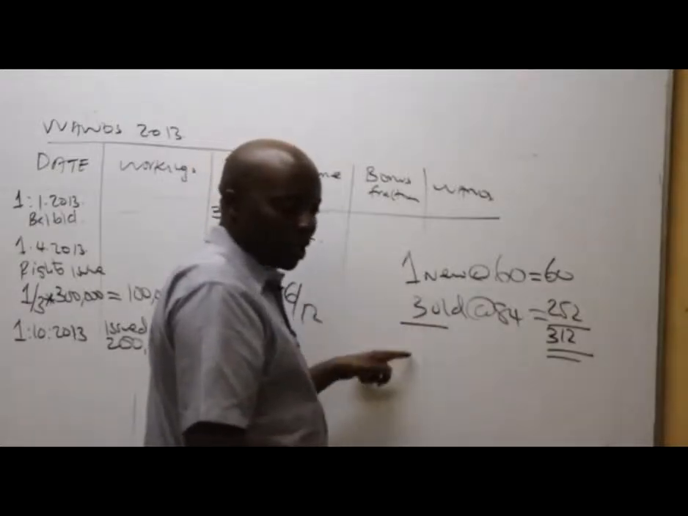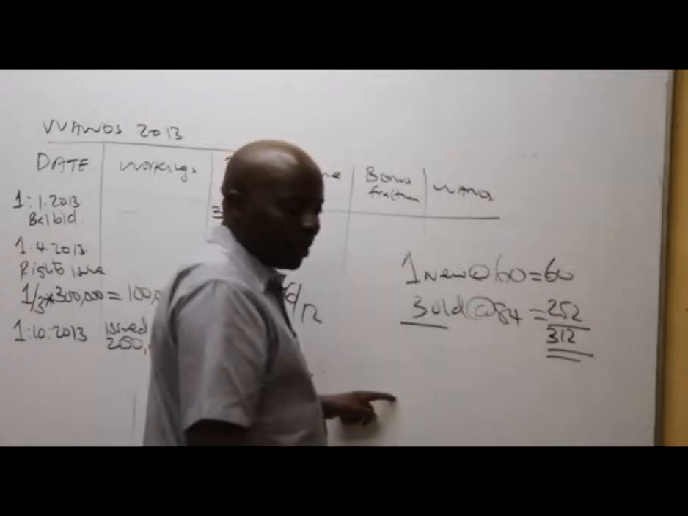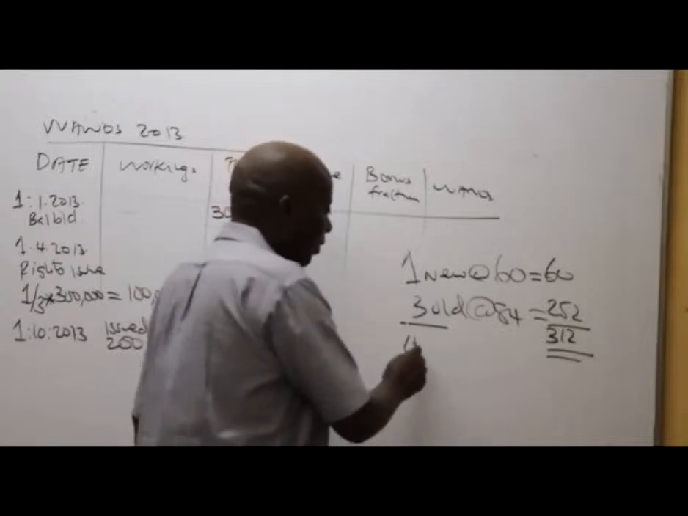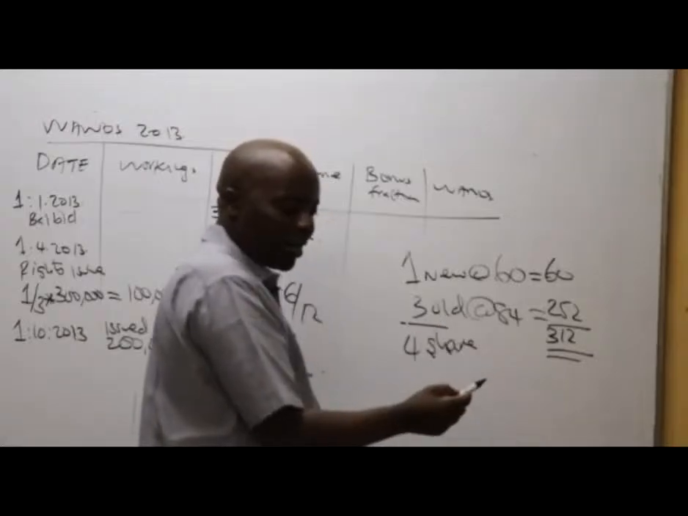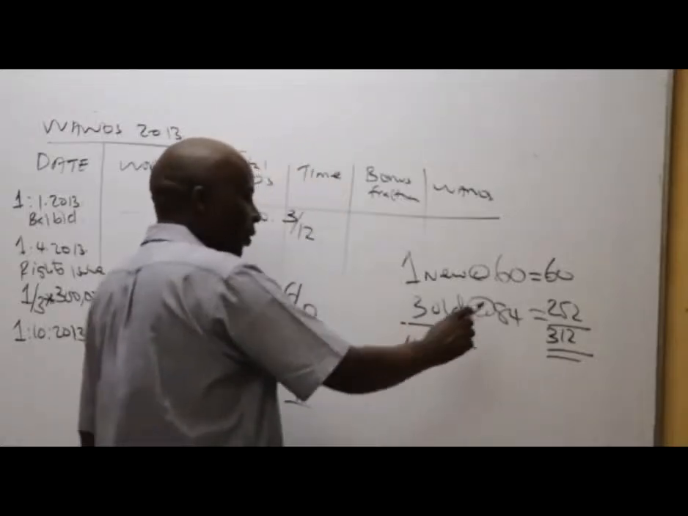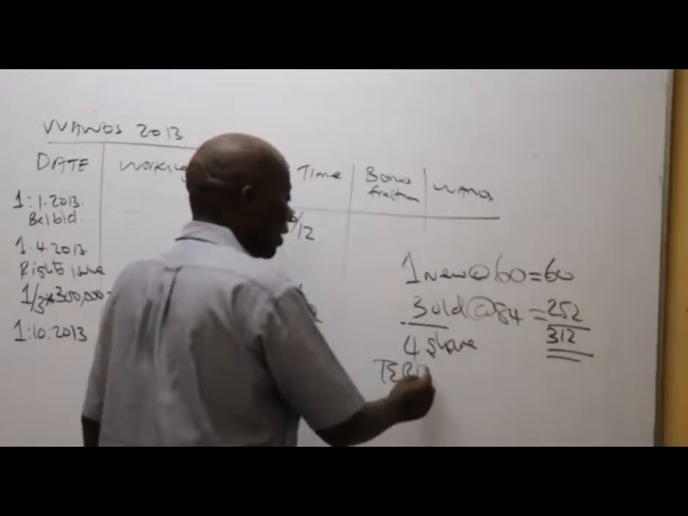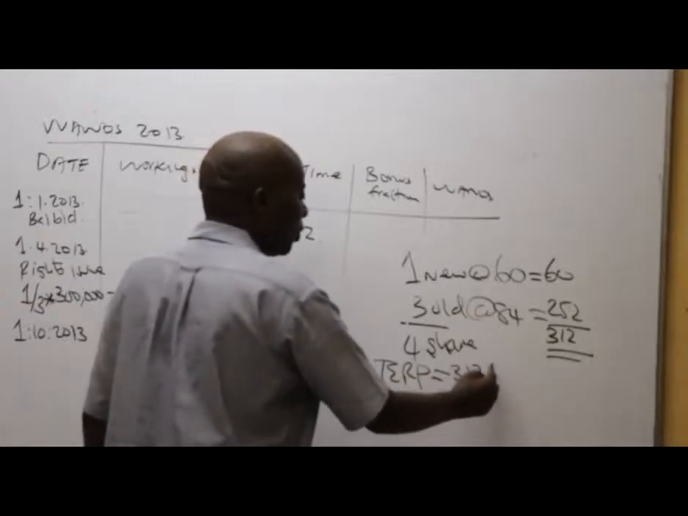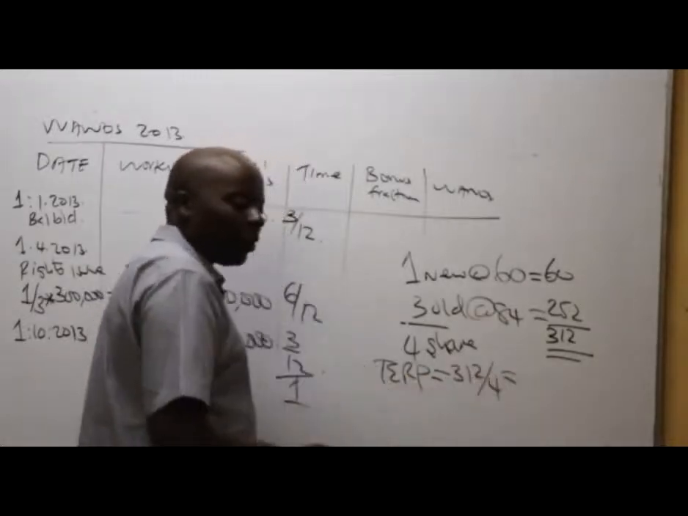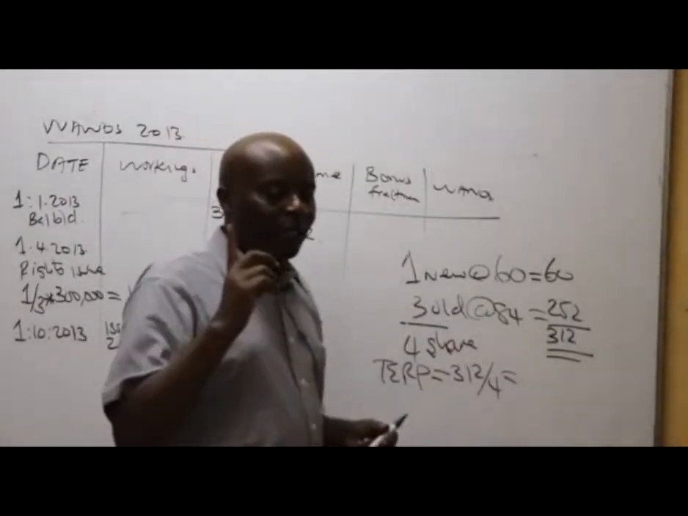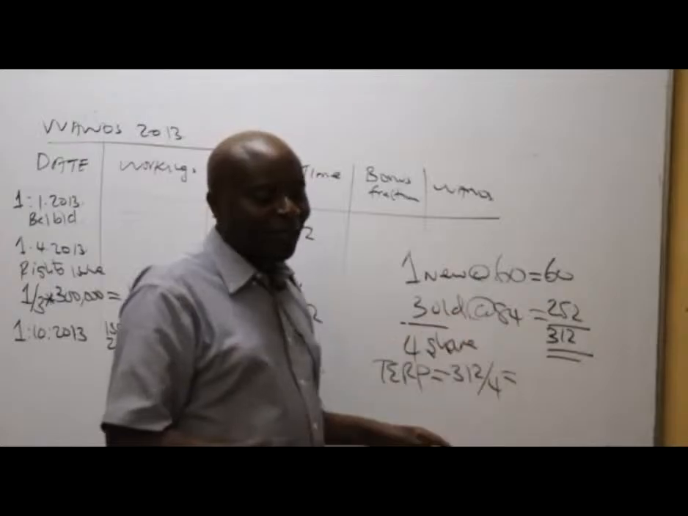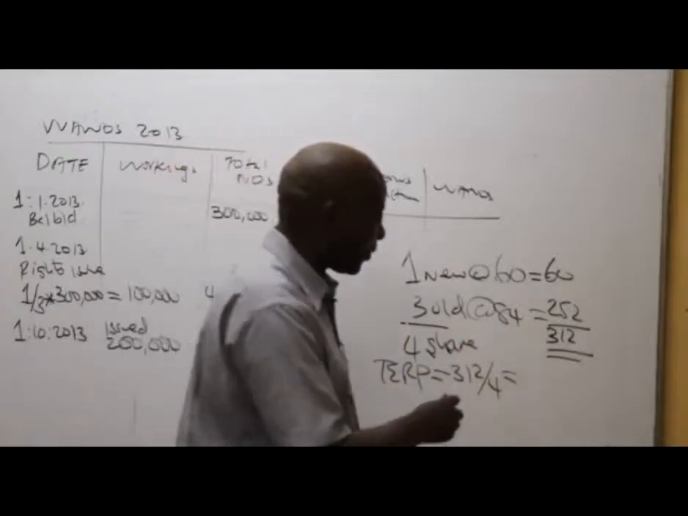Kwa hivyo inamaanisha this 312 is for how many shares? Ati 1 neke. Ukiongeza itakuja 4 shares. So how about 1? So the price for 1 now here will be the theoretical ex-rights price, which will be 312 over 4. Ladies and gentlemen, you may not have gotten anything from this mwalimu, but I so strongly believe that at least umeshika formula ya theoretical ex-rights price. Uendi nyumbani bure.